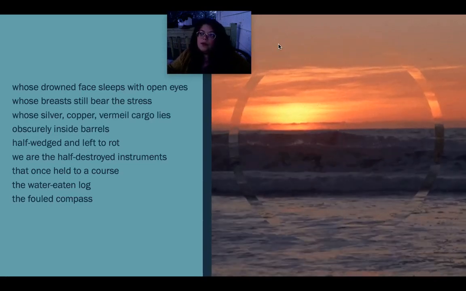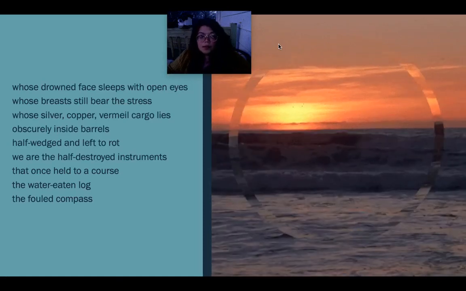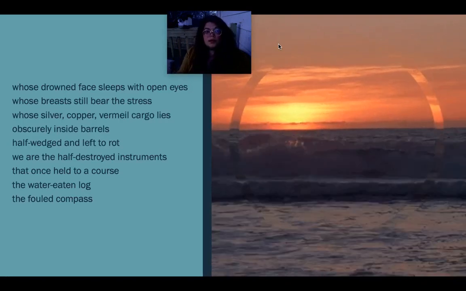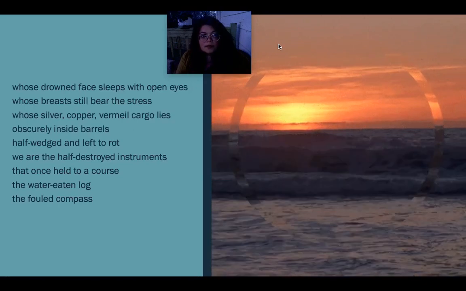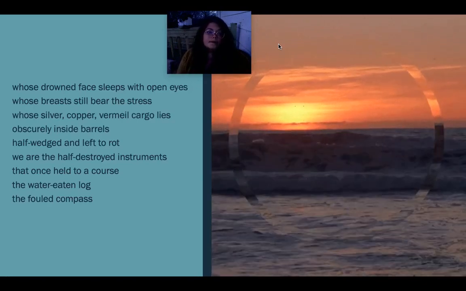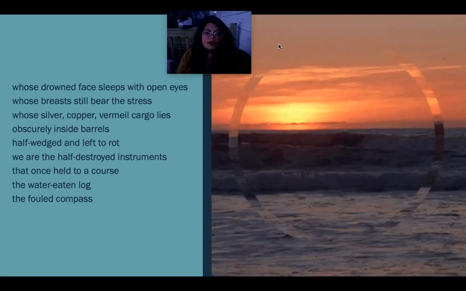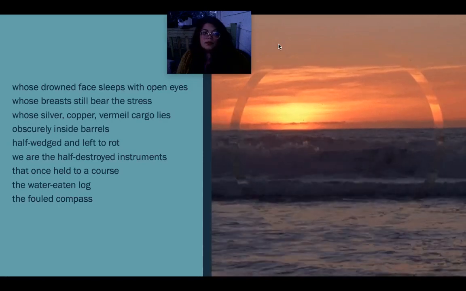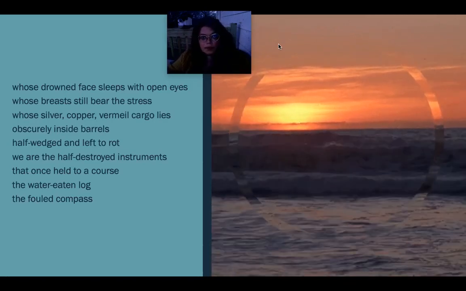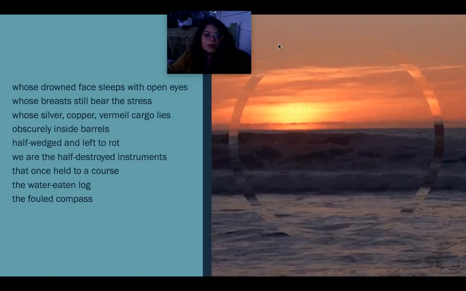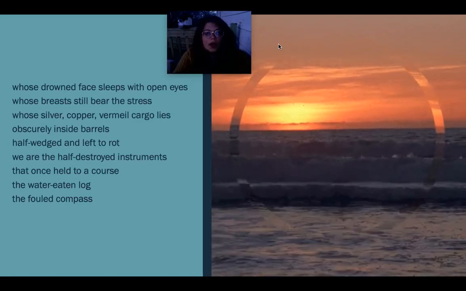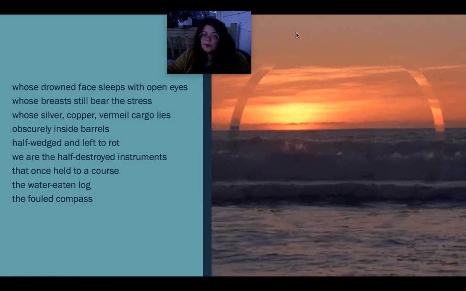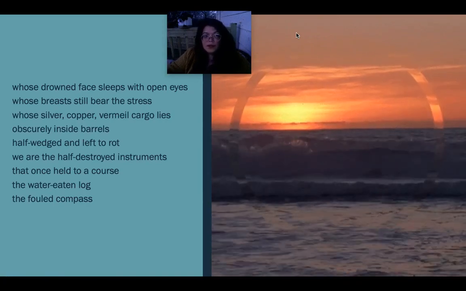We believed that we knew the truth of things. We had only been equipped with the Book of Myths, so we were reading lies and we were sculpting our identity and our transition based off of lies that once held to a course. Now we're directionless, we're rudderless. Because now we're questioning, now we're observing for the first time, independent of what we once knew. The water-eaten log. And so now we're no longer as sure as we once were, and really that's what happens when we look into the wreck.